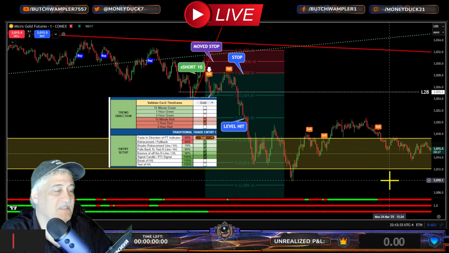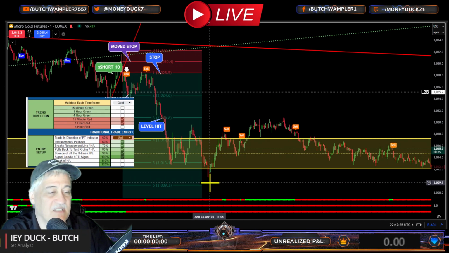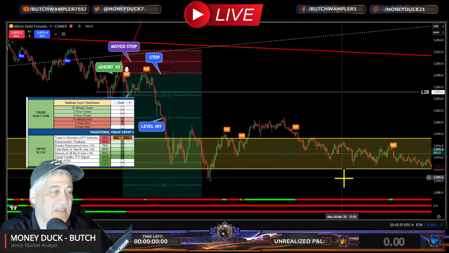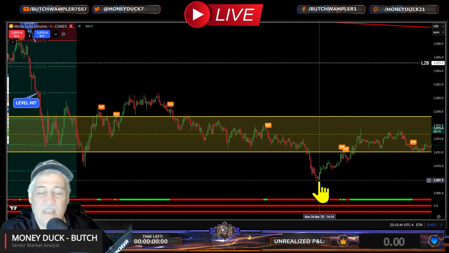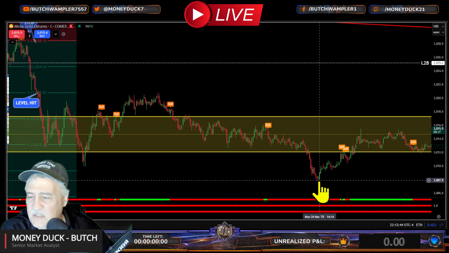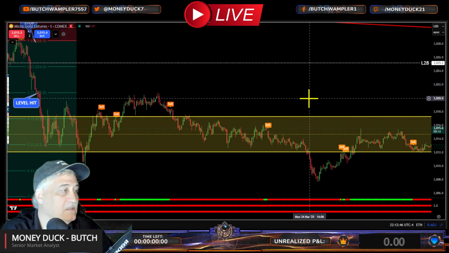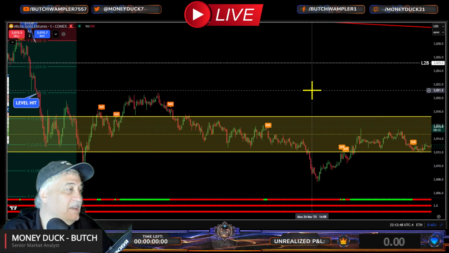So it hit level 6. That was not hitting level 6 right here. At that point, it didn't hit. It hit over here. So over here, it hit level 6. And when it hit level 6, I moved my stop to 3021.6, which is up in here.